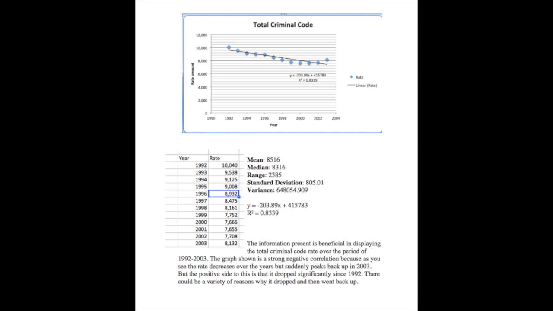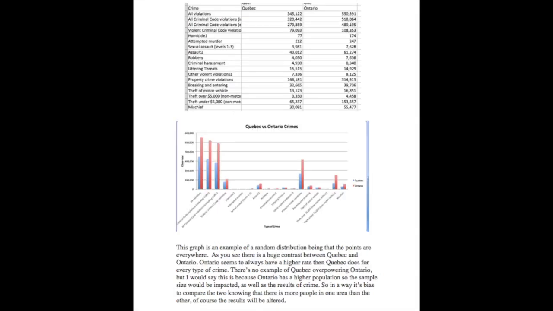Then the next thing I did was Quebec versus Ontario crimes. So the Quebec crimes are lower than the Ontario crimes, and you can tell by the bar graph that I made. Ontario seems to always have a higher rate than Quebec does, and there's no example of Quebec overpowering Ontario, but I would say this is because Ontario has a higher population, so the sample size would be impacted.